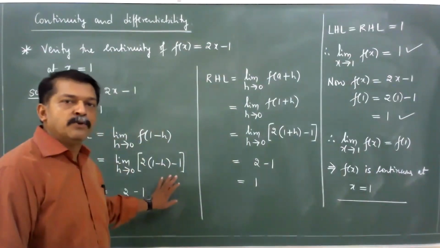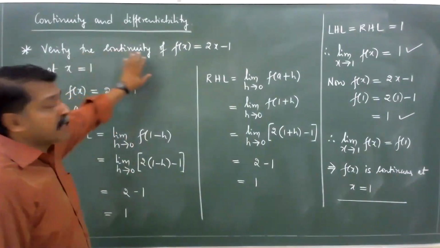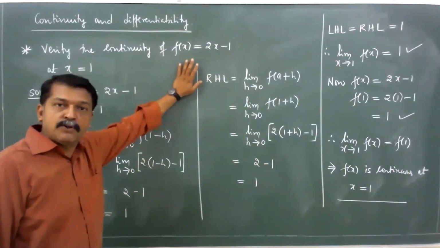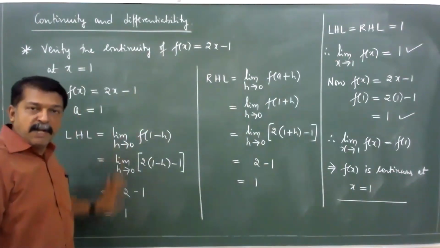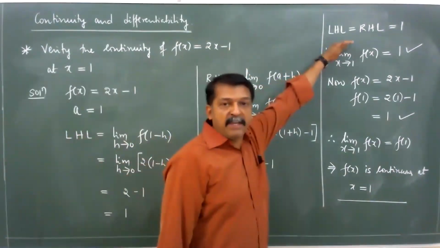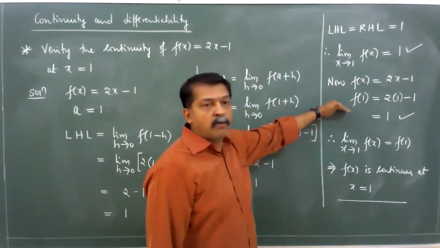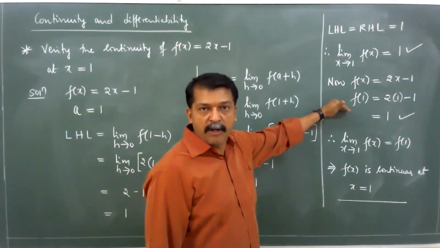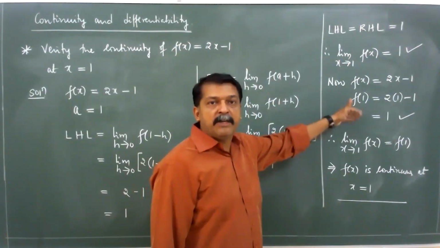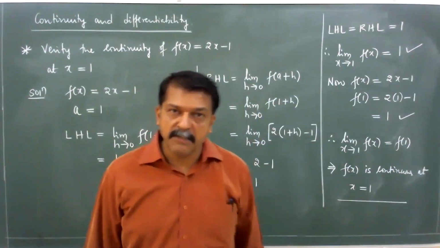This is what we should do for all problems of this type. We have to verify whether the function is continuous at a given point. For that, we have to find out the left hand limit and the right hand limit. If they are equal, that means the limit exists. Then we should find out the value of the function at the point. If the limiting value and the value of the function at the point are one and the same, then the function becomes continuous. Okay?